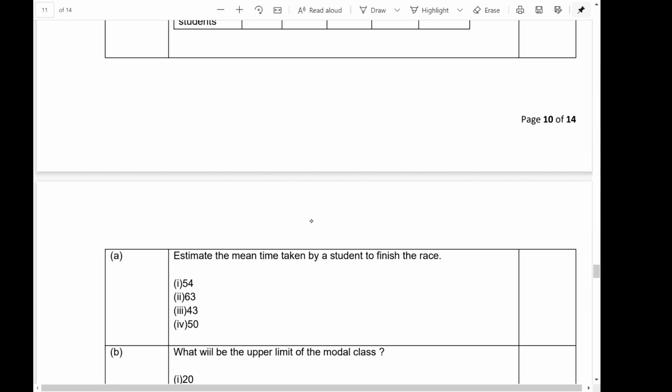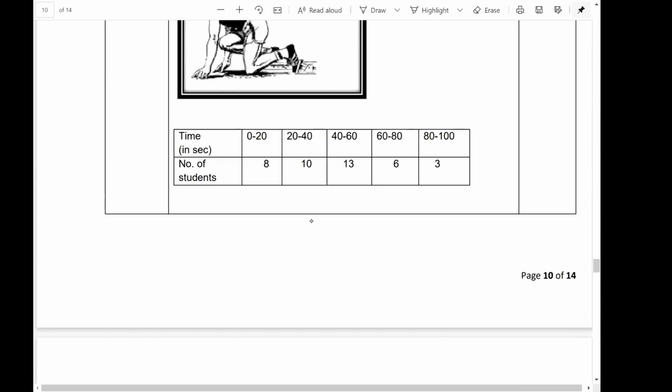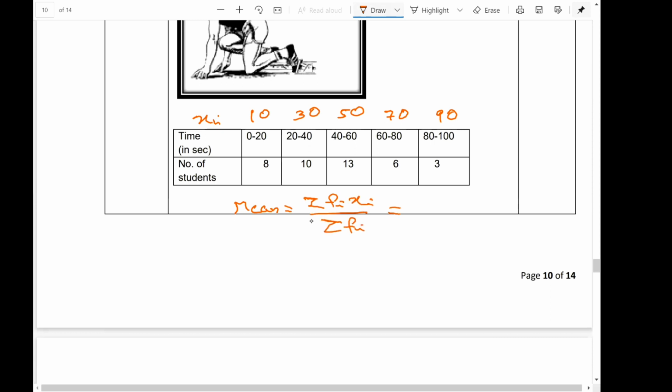You know, the mean is sigma fi xi by sigma fi. So let's see, for xi we have to take the class marks. This is 10, the class mark 0 plus 20 by 2, and then 30, then 50, then 70, and then 90. So mean is sigma fi xi upon sigma fi. Sigma fi, let's add this one. So 8 plus 10 plus 13 plus 6 plus 3. So that comes 40. 40 is the total.